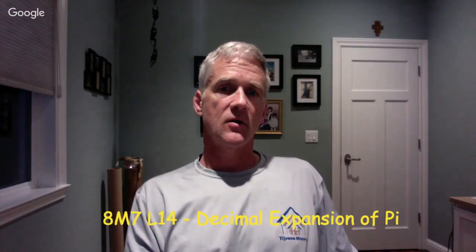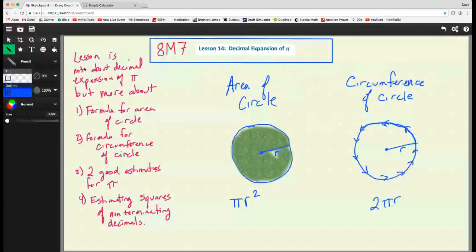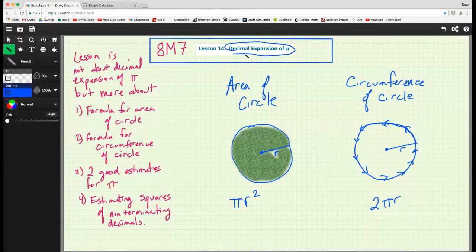Okay, so we're going to start with, sorry, let's go here. We're not really going to talk so much about the decimal expansion of pi. That's the title of this lesson, but we're going to talk more about a couple other things. The formula for an area of a circle and the formula for the circumference of a circle, which you have learned before. But we're going to remind you of those two things. And then we're going to look at two good estimates for pi, and we're going to calculate some areas of circles and circumference of circles using those estimates.